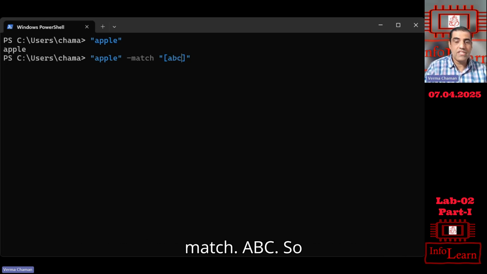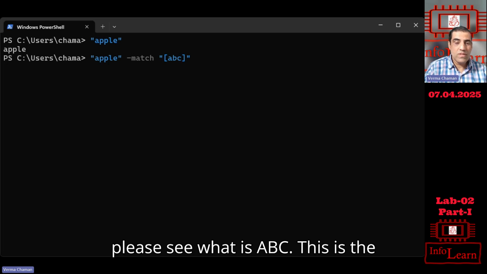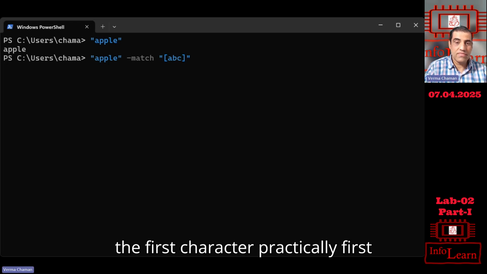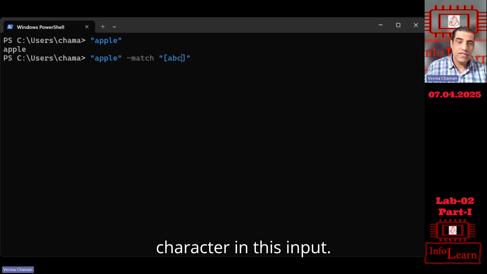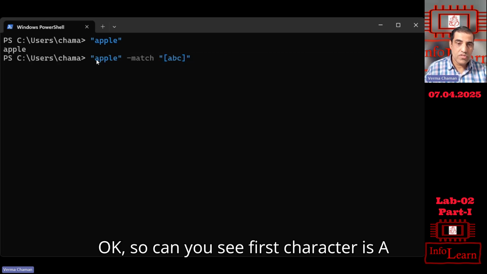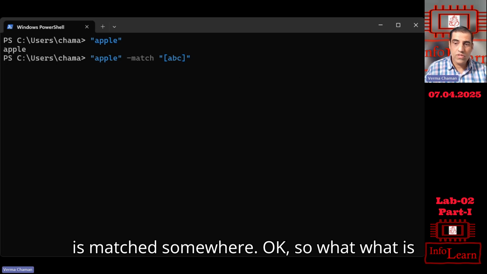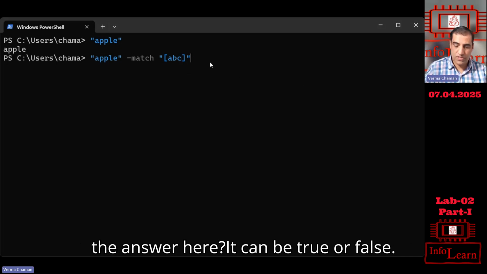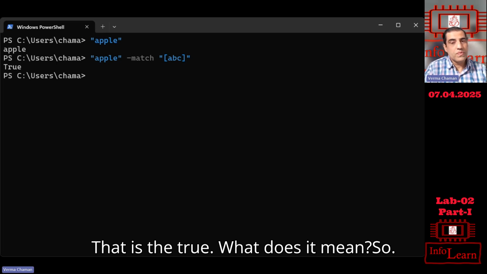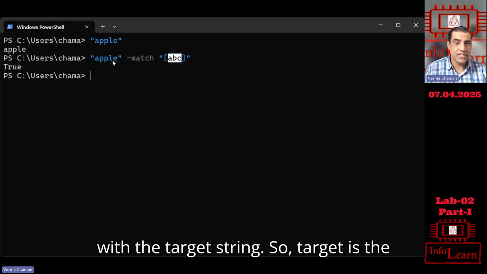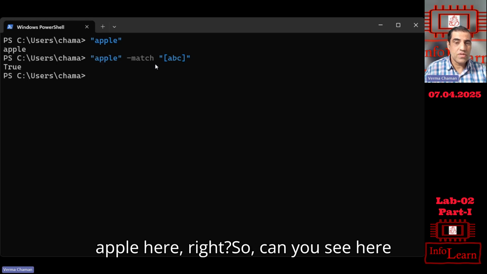For example, you want to match ABC. Please see, this is the input. The first character in this input is A, and I have given ABC, which means it is matched somewhere. So what is the answer here? It can be true or false. That is true. So I can easily match my input with the target string, and the target is apple here, right?